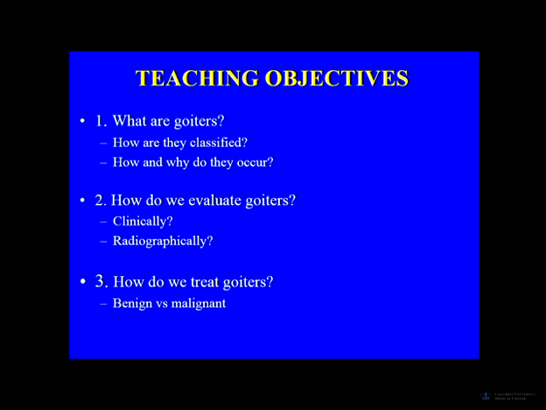Teaching objectives. So in this talk we're going to go over three major topics. First, what are goiters? Specifically, we'll review how they are classified, touch upon how and why they may occur. We'll talk about how we evaluate goiters, of course clinically as well as radiographically. And then we'll finish by how we treat goiters, both benign as well as malignant. First I wanted to start with a few basic slides to get some terminology out of the way.